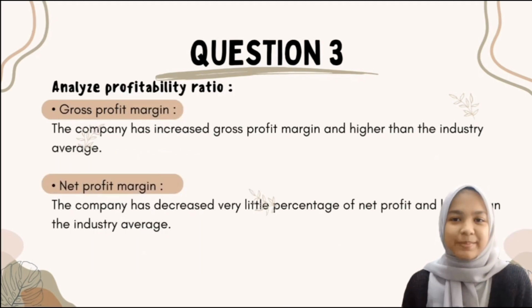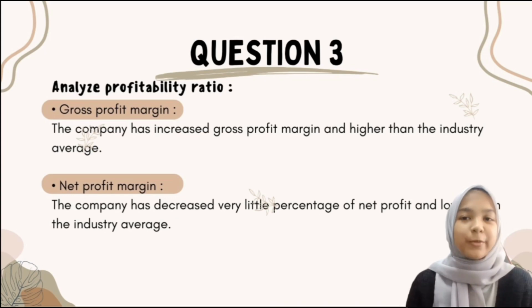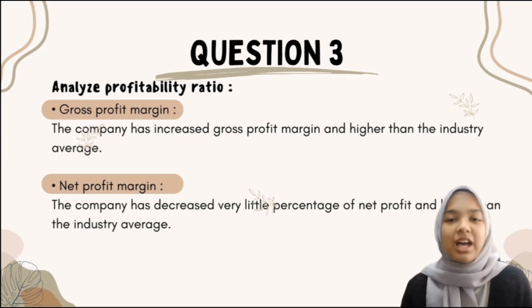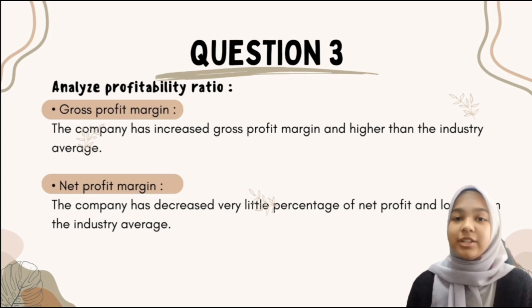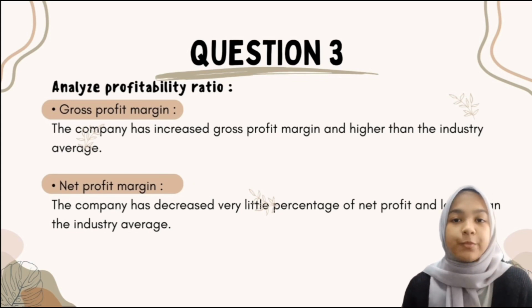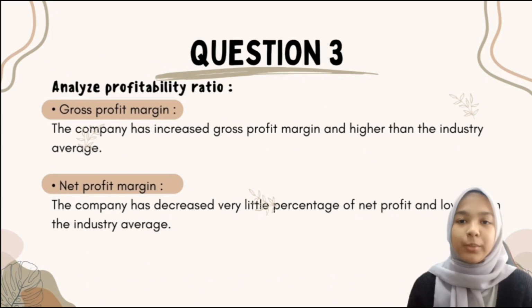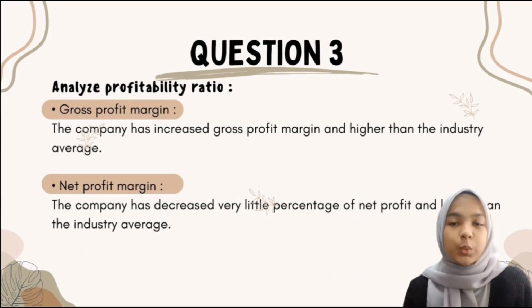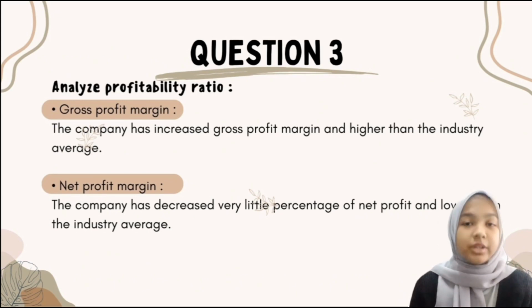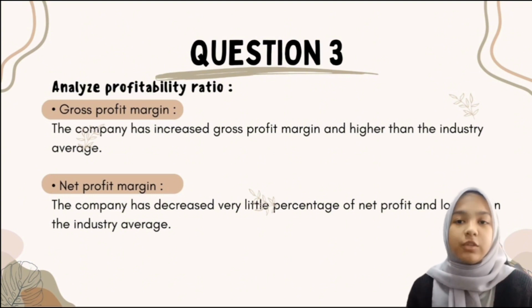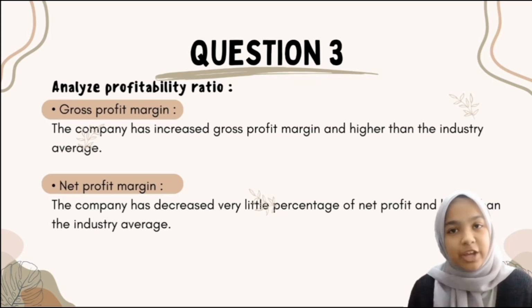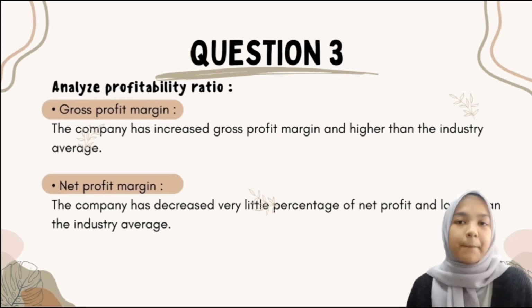Next, I will explain about gross profit margin and net profit margin for this company. I will talk about gross profit margin first. Gross profit margin is the revenue minus the cost of goods sold, which is opening inventory plus purchases minus closing inventory. A higher gross profit margin shows better profitability. In this case, the gross profit margin has increased and is higher than the industry average. This shows that the company has earned more profits.